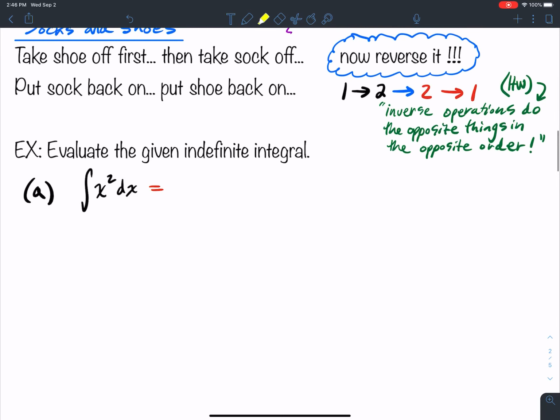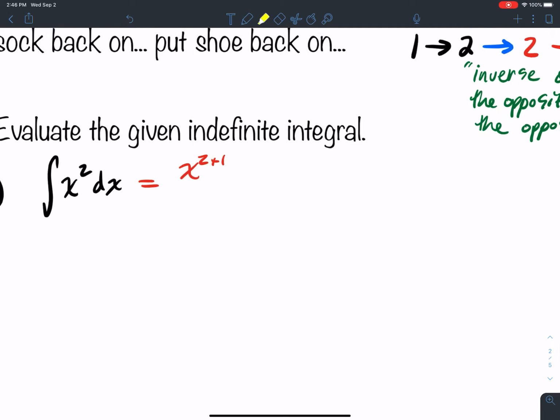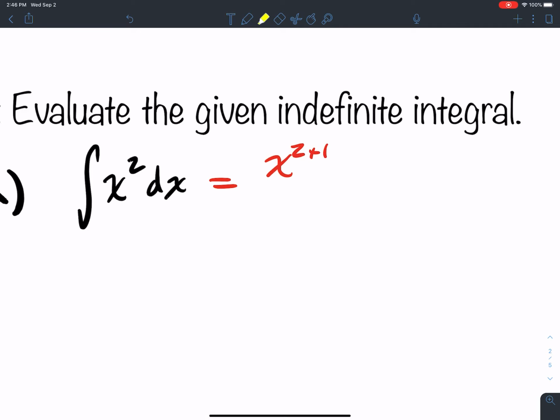In order to do this, I need to add 1 to the exponent. So x squared plus 1 here. And then once I add 1 to the exponent, I divide by the exponent plus 1. And so what do I get? Simplified, this is x cubed over 3 plus c.